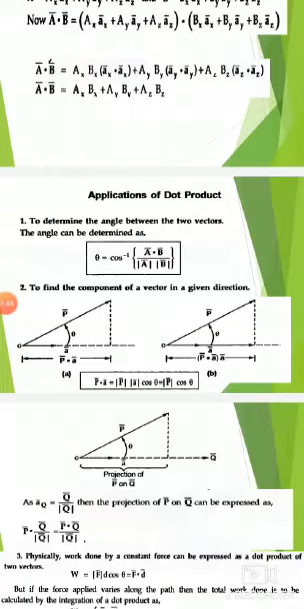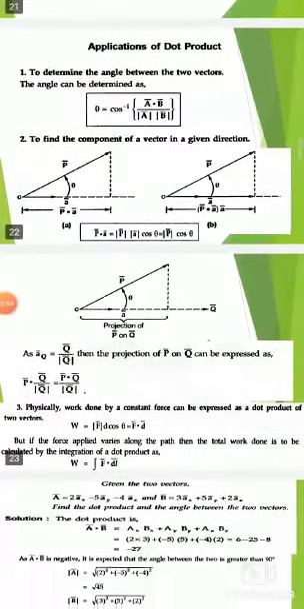Then we are finding out the component. To find the component of the dot product, we find the projection of p vector on q vector. From that, p vector dot q vector divided by mod q vector is equal to the projection of p vector on q vector.